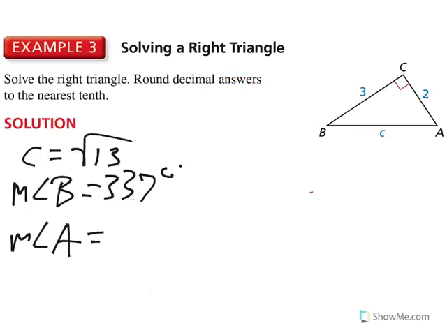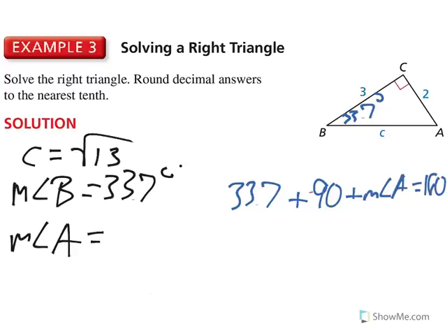But if I already know B, then I can find A by just subtracting. All my angles in a triangle add up to be 180. So 33.7 plus my 90 degree angle plus the measure of angle A is equal to 180 degrees. I add those two and subtract them from 180. So I end up getting 123.7. I'm going to subtract it.